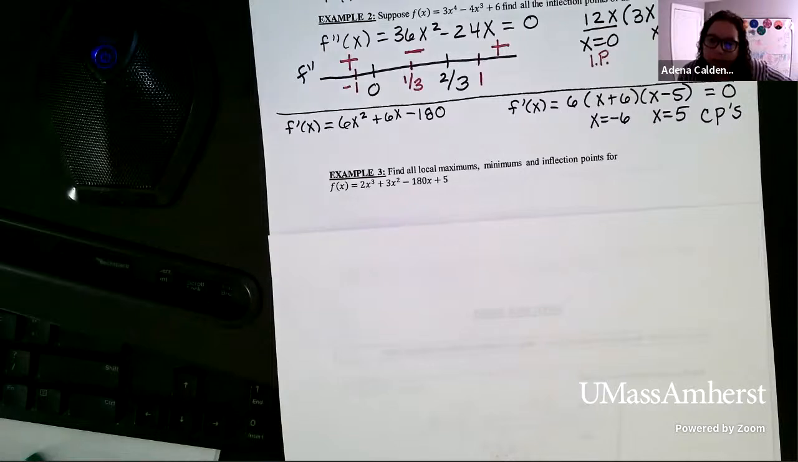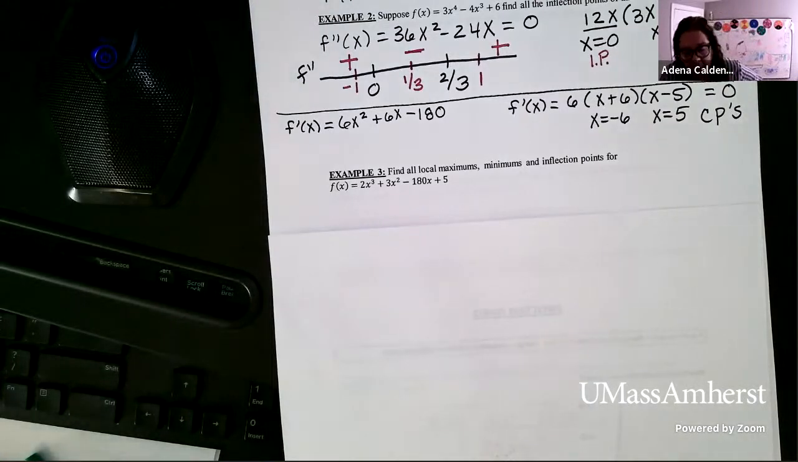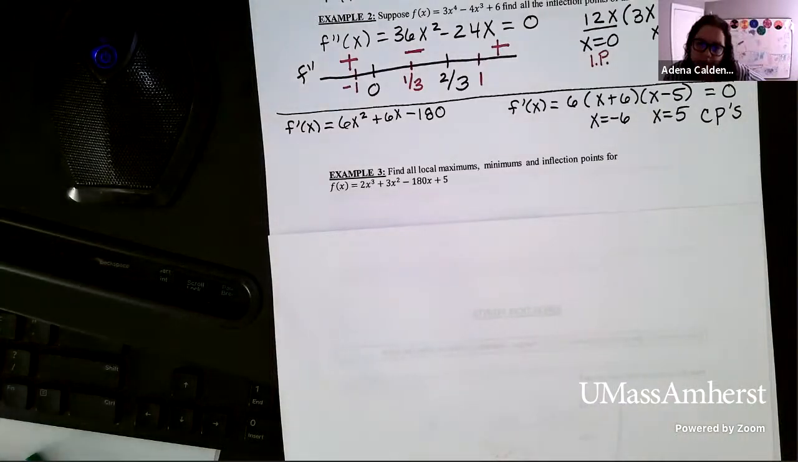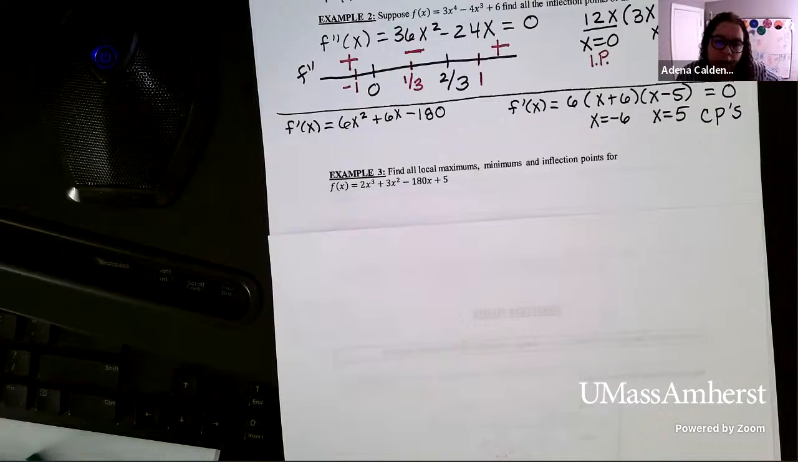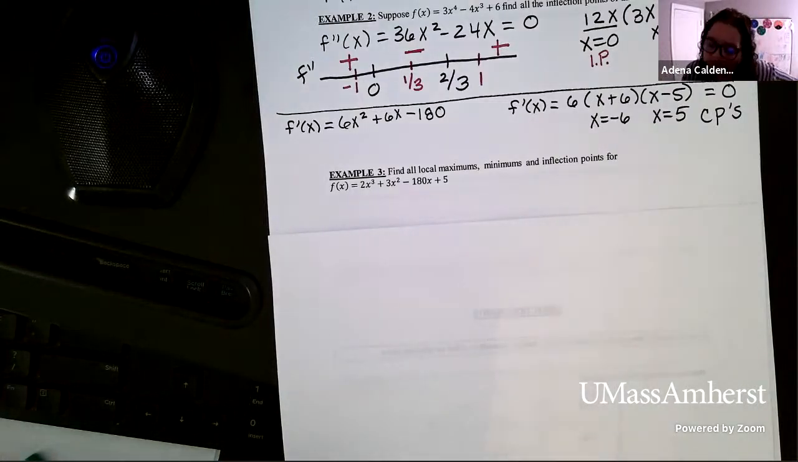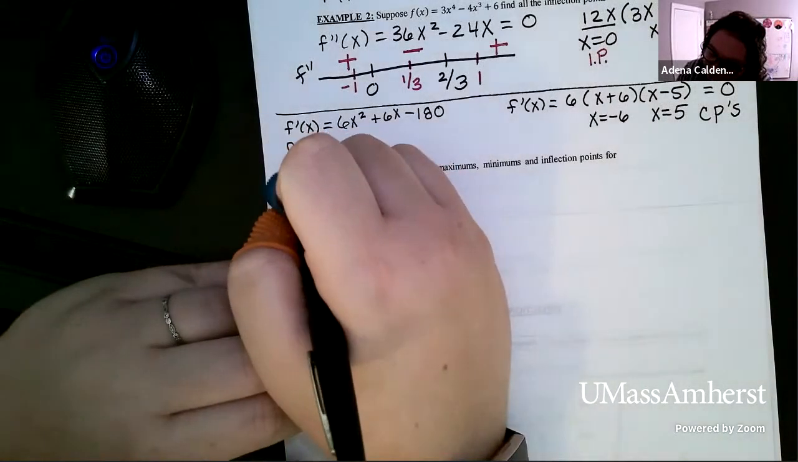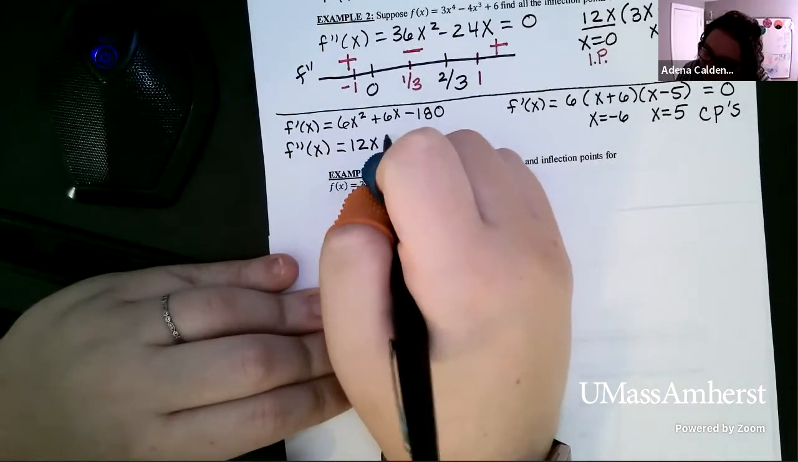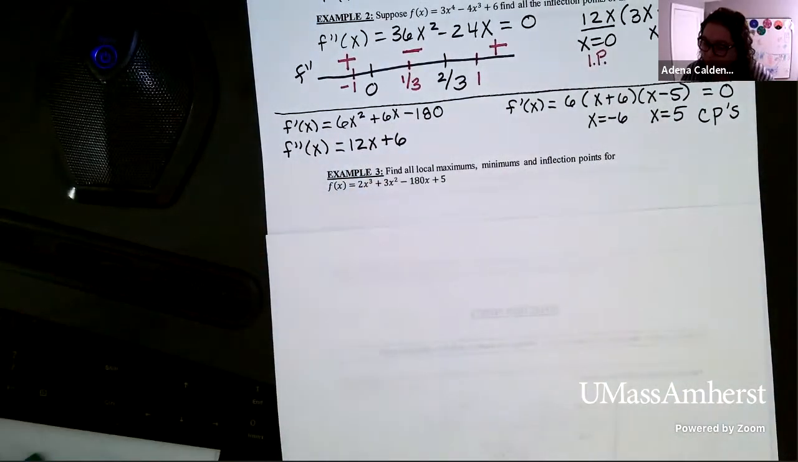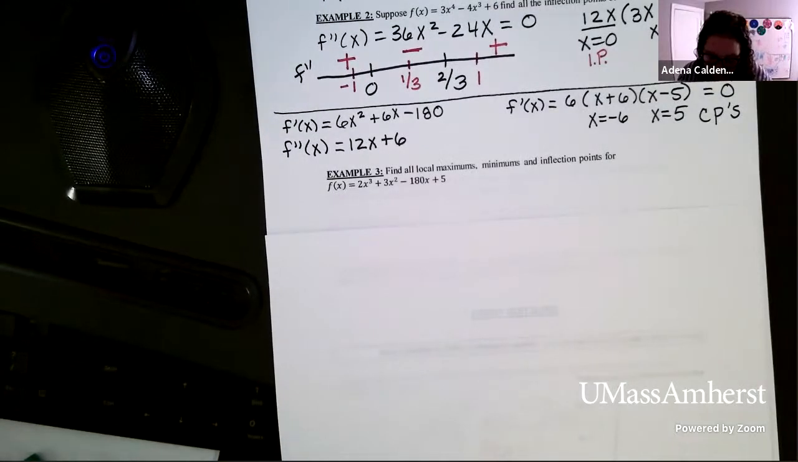I use the first derivative to find my critical points, and then I have to do a test for those critical points to determine what they are. We talked about how there are a whole bunch of different tests we can use, but one of them is the second derivative test. Since I have to get the second derivative anyway for inflection points, I'm going to use the second derivative test, but if you used a different test, that's fine. My second derivative here is 12x plus 6.